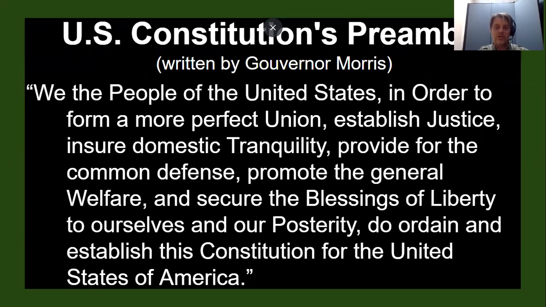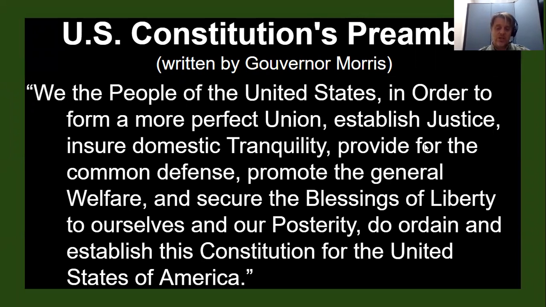So this is the preamble to the Constitution. This guy's name, Governor Morris, that was his actual name. That's not just an old-timey spelling for a governor. His name was Governor. So it says, we the people, the United States, in order to form a more perfect union. One of the ideas was you can't get perfection, but you can be more perfect. The Articles of Confederation weren't perfect. You're not going to get to perfect, but you can move in that direction. You can move in the direction of perfection.